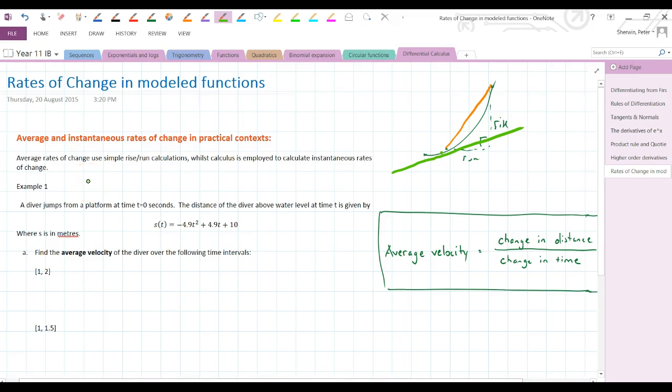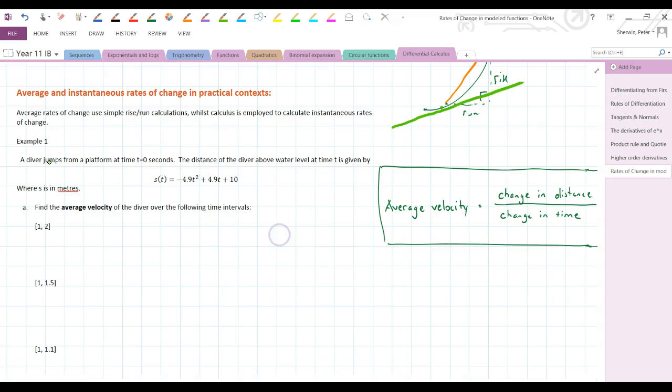Okay, let's have a look at an example, and there it is written down here. A diver jumps from a platform at time t equals 0 seconds. The distance of the diver above water level at time t is given by this. There's weird numbers here, but that's because the acceleration due to gravity is minus 9.8 meters per second squared, so that's why we've got this minus 4.9. There's a bit of integration involved there. This will become obvious perhaps as we delve deeper into this wonderful world of calculus, where S is in meters. So this is what's going on at t equals 0. We could put in t equals 0, S is 10. That makes sense. It's a 10-meter platform. Okay, so find the average velocity of the diver over the following time interval.